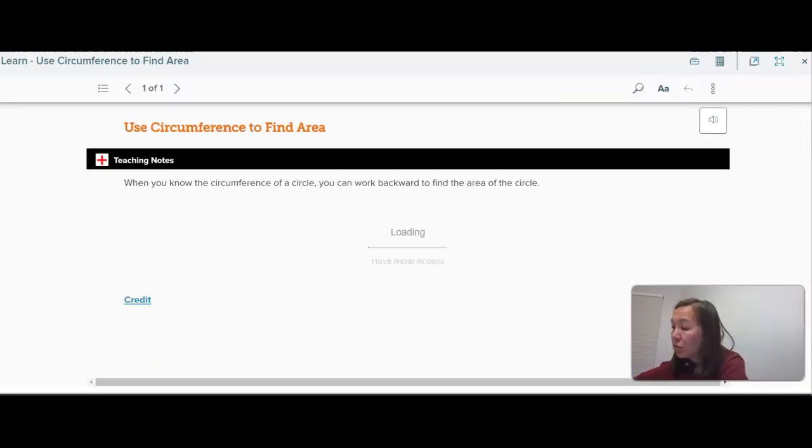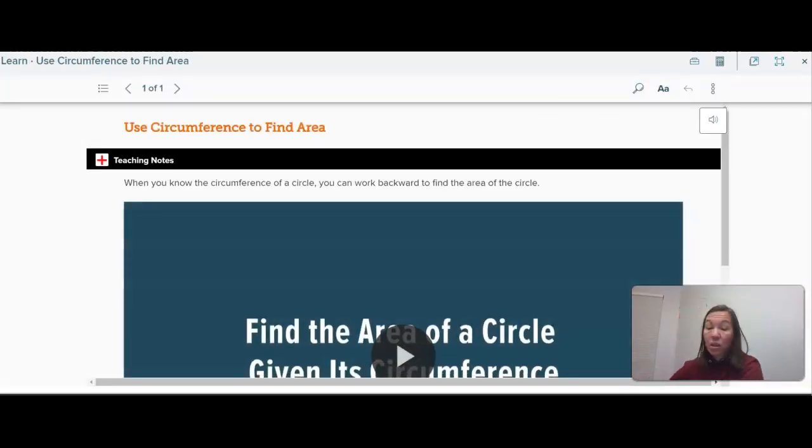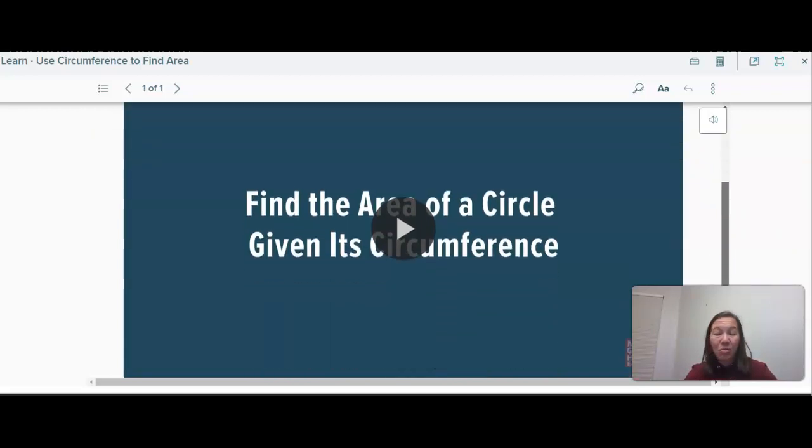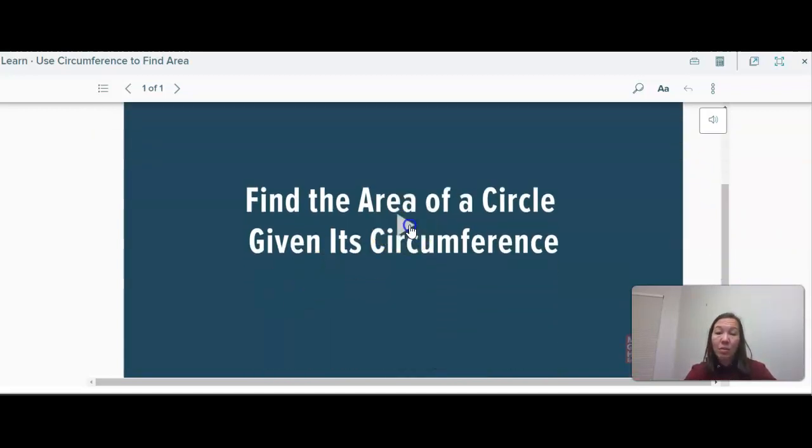Now, if we have the circumference of a circle and we want to find the area of the circle, watch this video and you can see what to do if we know the circumference and we want to find the area.